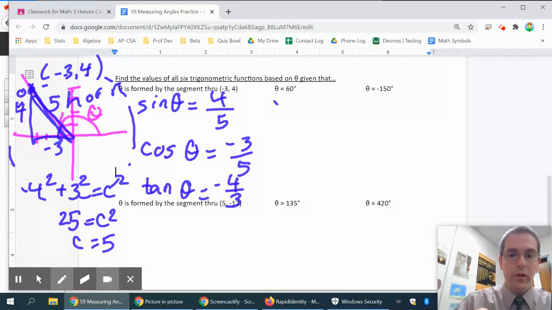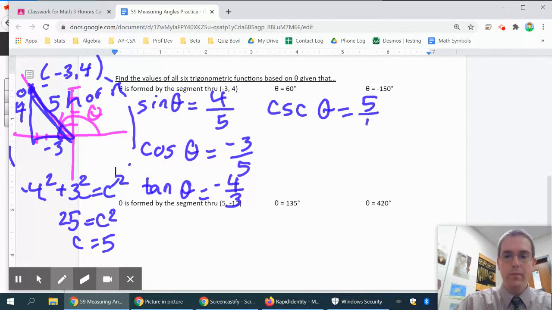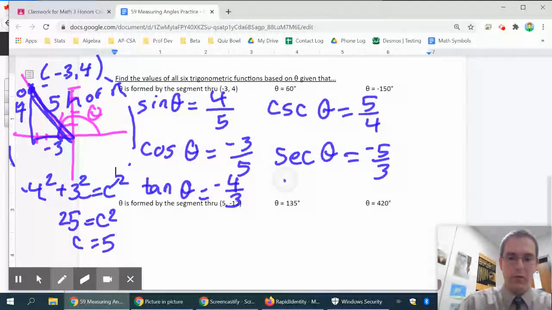The reciprocal trig functions, remember, just flip these trig functions you have upside down. So the co's go with the no co's again. So cosecant is 5 over 4. Cosine had a co, so you need secant, which doesn't have a co. And that's -5 over 3. I usually leave the negatives on top. That's customary when you're doing the reciprocal.